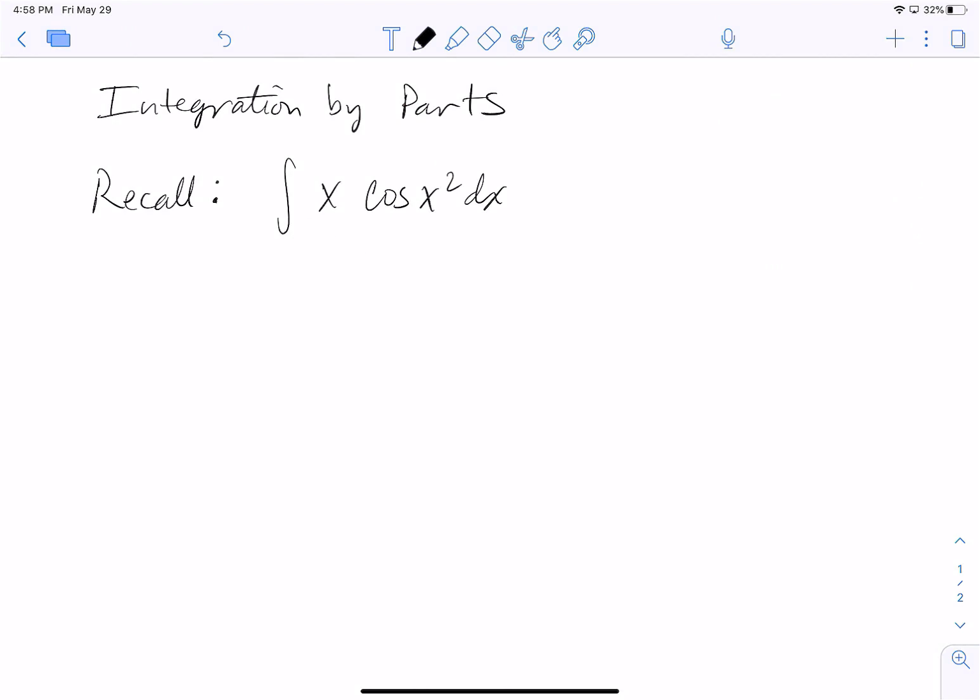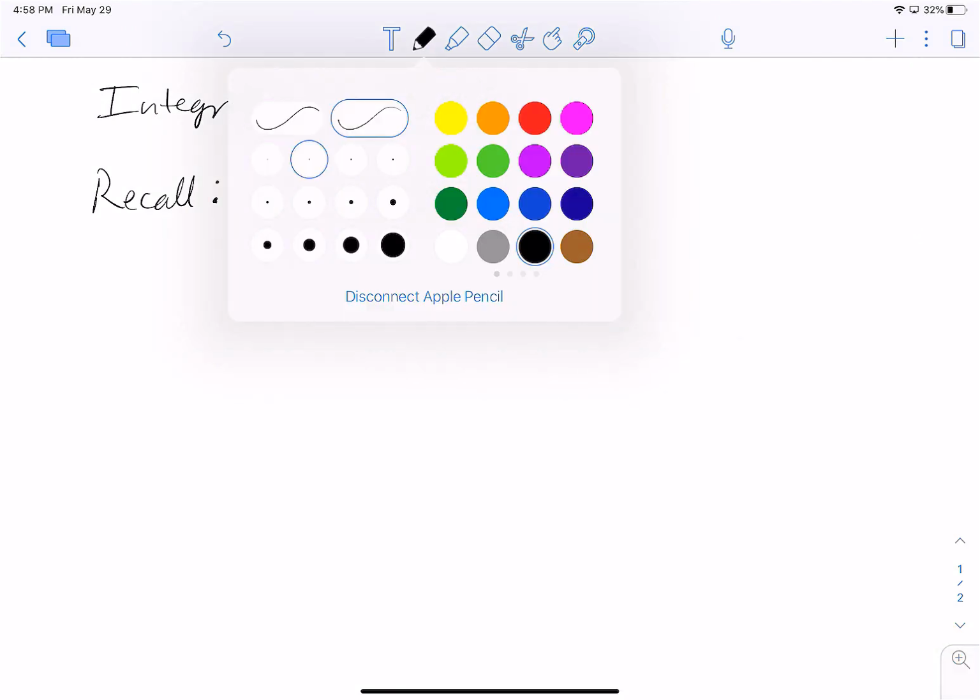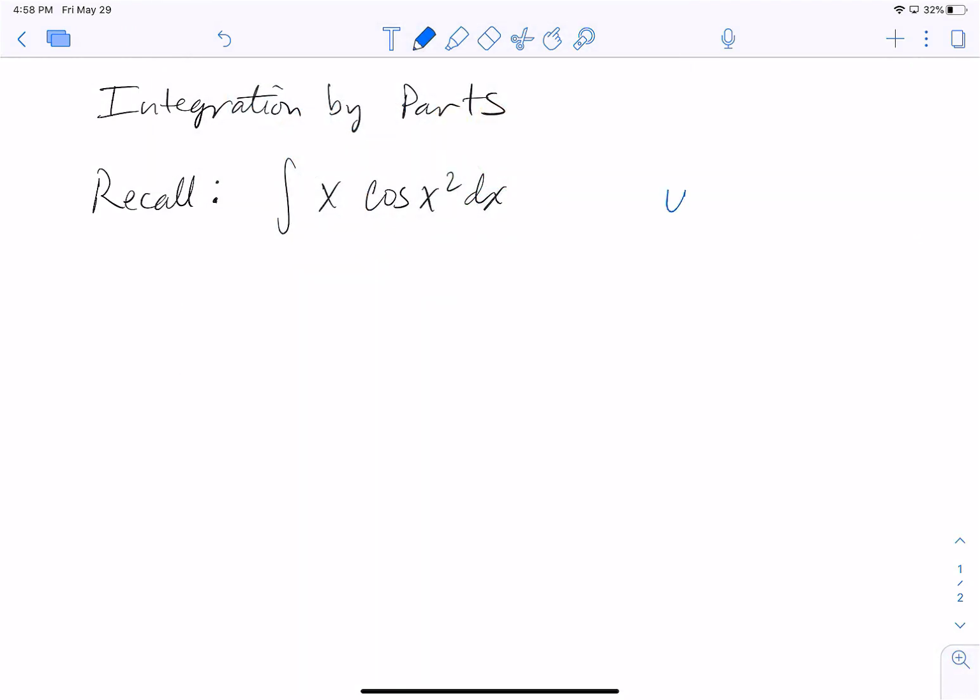Integration by parts is a way to integrate functions that are products, but not like what we've seen before. Recall that for an integral like the integral of x times the cosine of x squared dx, we can use the substitution rule. That is, we can say that u is equal to x squared, and so that du is equal to 2x dx. Based on that, we could multiply and divide in the integrand, so we have 1/2 times the integral of 2x cosine of x squared dx.